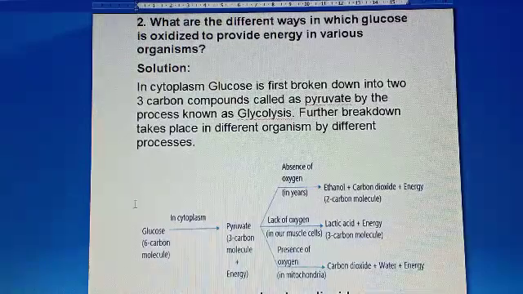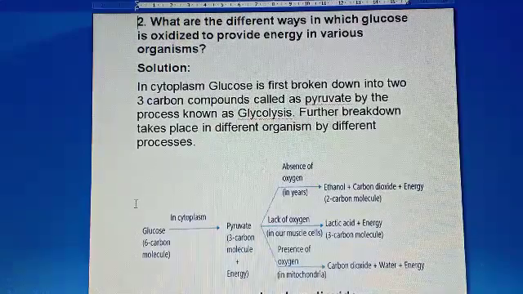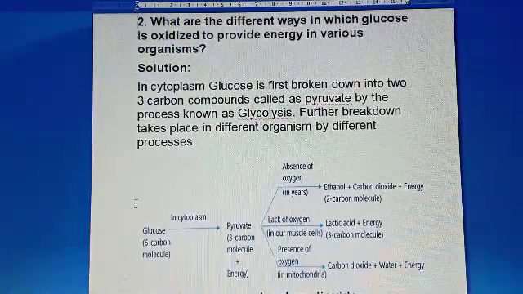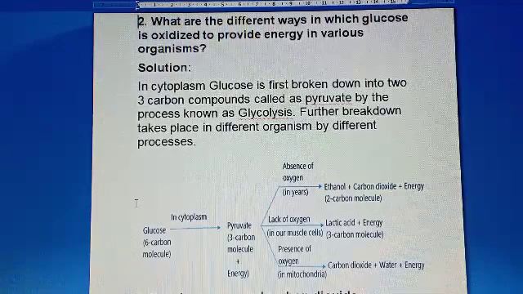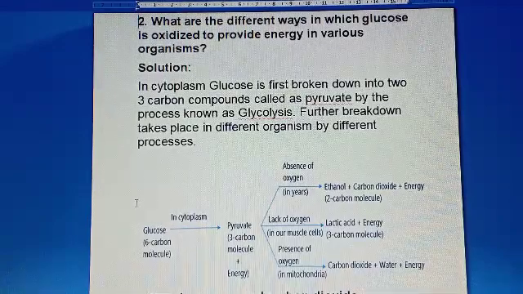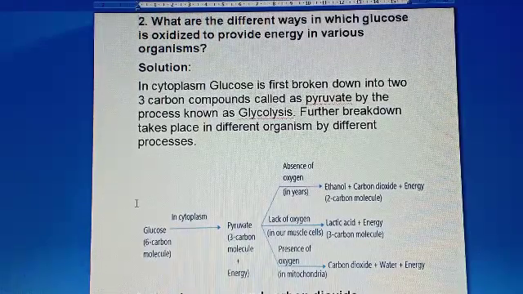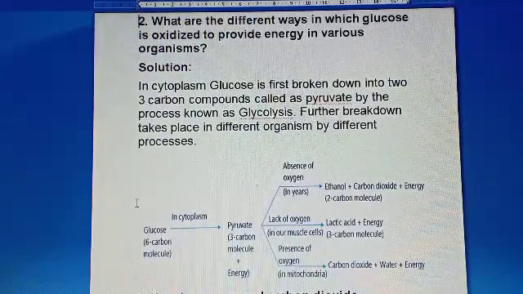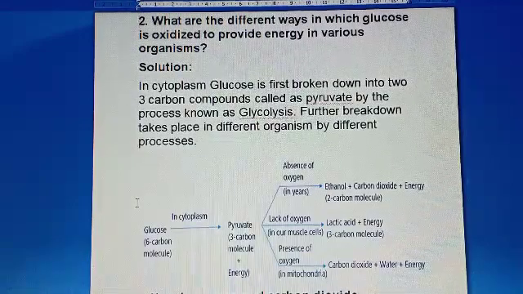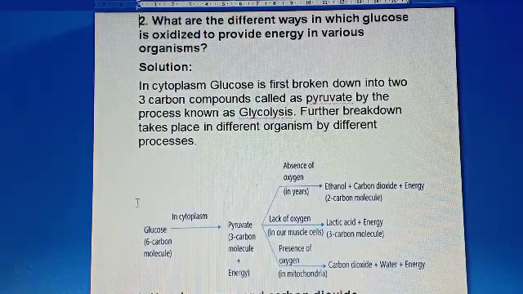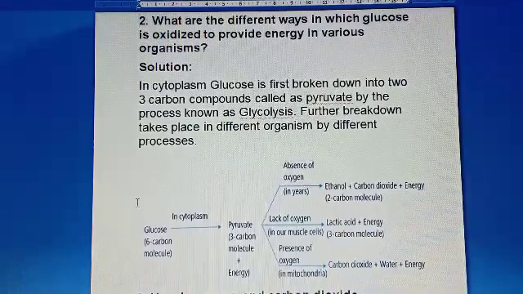What are the different ways in which glucose is oxidized to provide energy in various organisms? Here we can see respiration occurs in two ways, aerobic respiration and anaerobic respiration. Aerobic respiration occurs in the cytoplasm as well as in mitochondria, whereas anaerobic respiration occurs in two ways. One is in yeast cells and the other is in muscle cells.